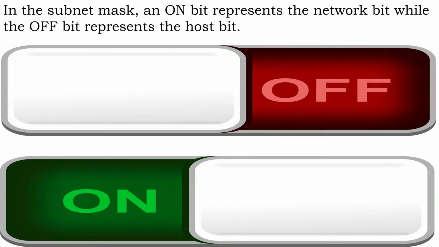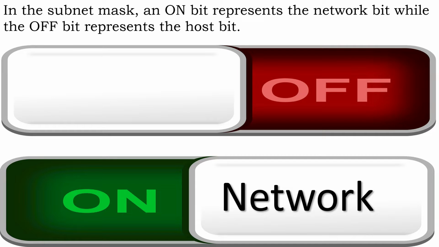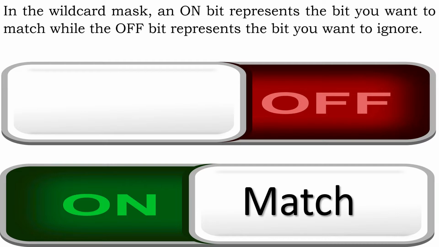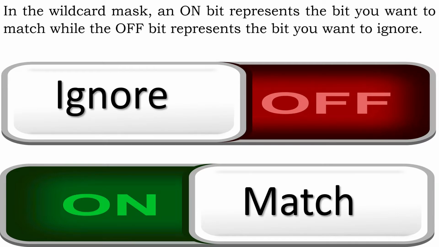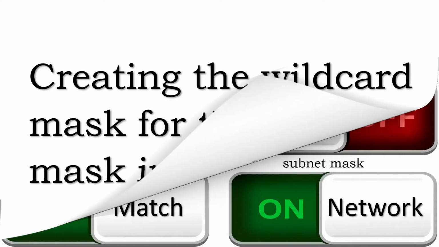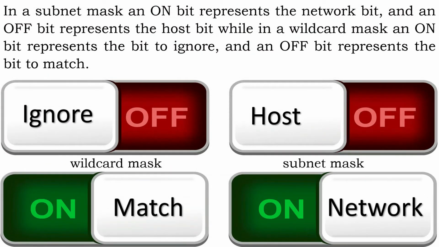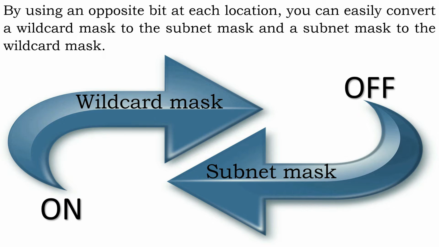In the subnet mask, an on bit represents the network bit while the off bit represents the host bit. In the wildcard mask, an on bit represents the bit you want to ignore, and an off bit represents the bit you want to match. By using an opposite bit at each location, you can easily convert a wildcard mask to the subnet mask and a subnet mask to the wildcard mask.